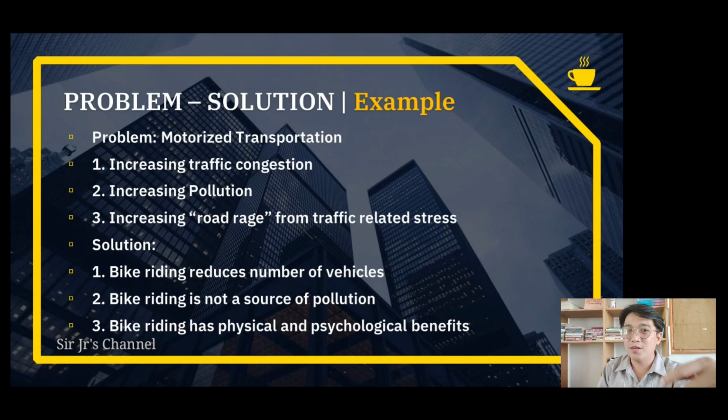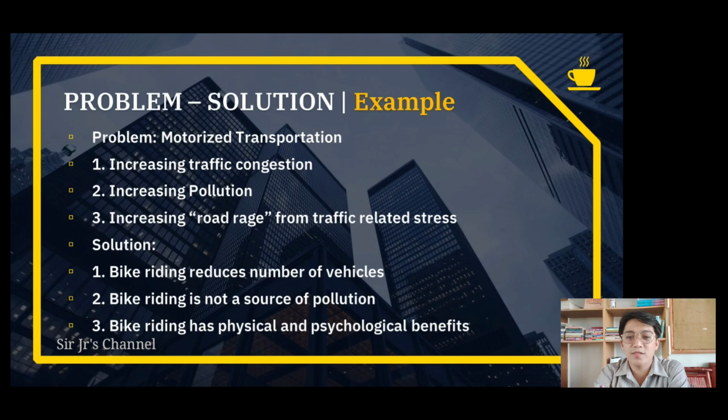Example, the problem is motorized transportation. So here are some of the primary concerns. First, increasing traffic congestion. Second, increasing pollution. Third, increasing road rage from traffic-related stress. So here are the solutions. First, bike riding reduces the number of vehicles. Second, bike riding is not a source of pollution. Number 3, bike riding has physical and psychological benefits. As you can notice, all the problems mentioned in the problem section are being addressed in the solution part. So that's how it goes.